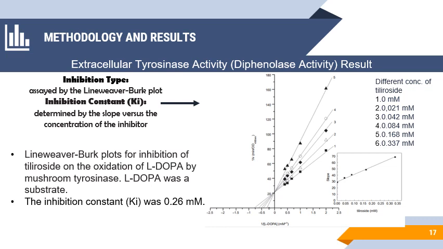And then from the extracellular tyrosinase activity for the diphenolase activity, it can, same as before, be assayed by Lineweaver-Burk plots for inhibition of Tiliroside on the oxidation of L-DOPA by mushroom tyrosinase. L-DOPA was the substrate, but in the slide before, it used tyrosine as a substrate, and the inhibition constant or Ki was 0.26 millimolar. The inhibition constant can be calculated by the slope versus the concentration of the inhibitor.